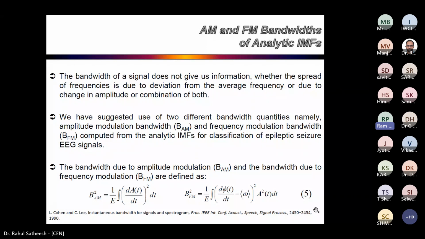So the EMD method helps us get the monocomponent signal, which can be represented by a single-tone AM/FM signal, and that helps us define these bandwidths. EMD decomposes the signal into such components where these bandwidth parameters can be computed. The bandwidth due to AM and the bandwidth due to FM have been considered as a set of features for defining the feature space, and we have used this for the classification of seizure and non-seizure EEG signals.